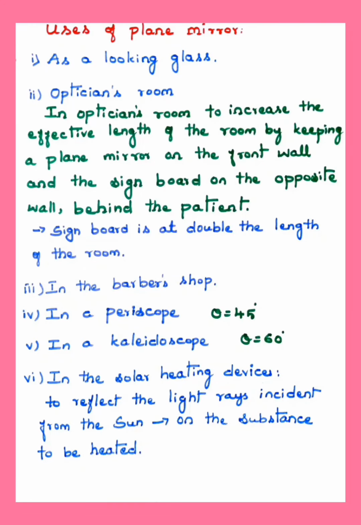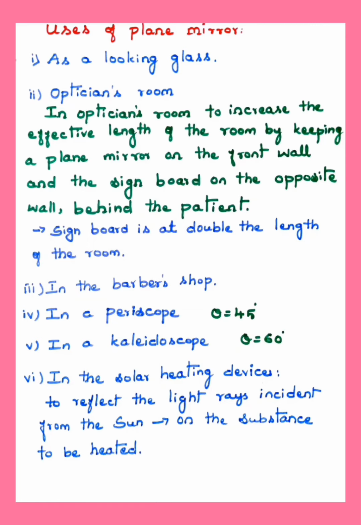So for this person, when he looks at the mirror, the image would be formed at 17 meters. 17 meters will be the image distance for this person to see. So you need not increase the length of the room by 17 meters. If the room length is 10 meters, it is enough. So this is the use of a mirror in the optician's room.